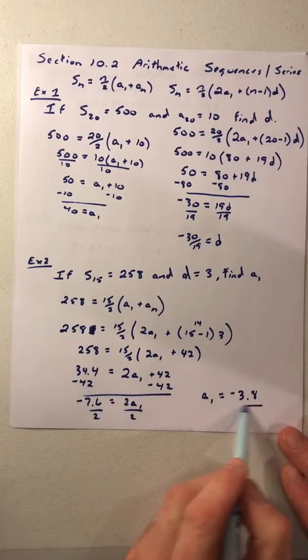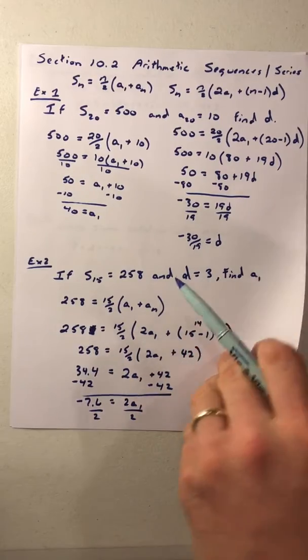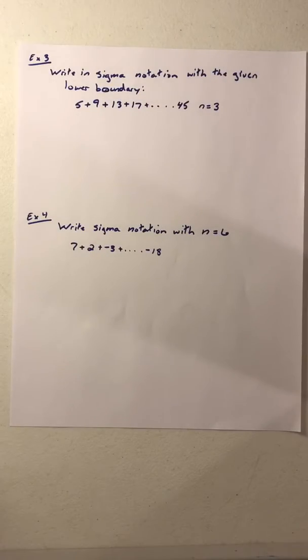And that allows us to find our a value, our first a value. Example 3 and 4, I want to take a minute to look at sigma notation and being able to build a sigma notation when given a specific lower boundary. Again, these are going to be arithmetic sequences and series, so we can use some of those formulas that we know from the past.